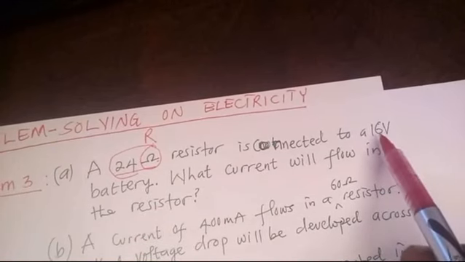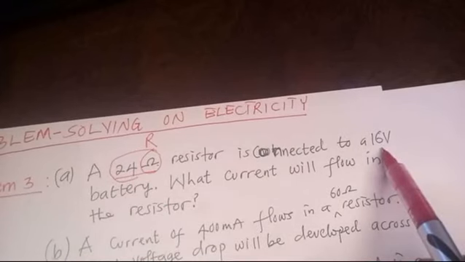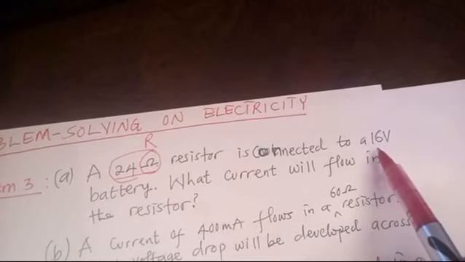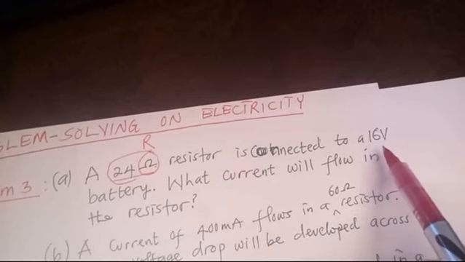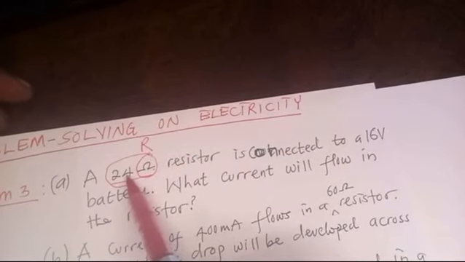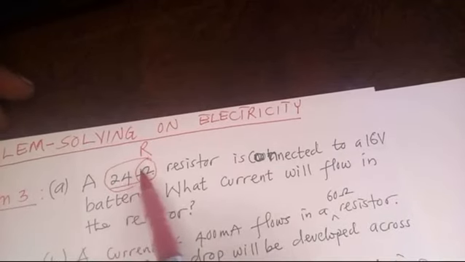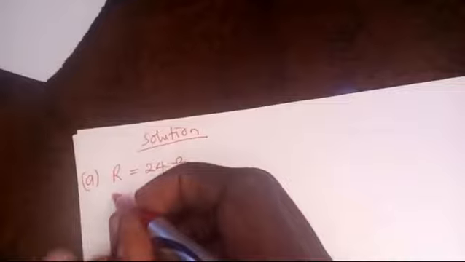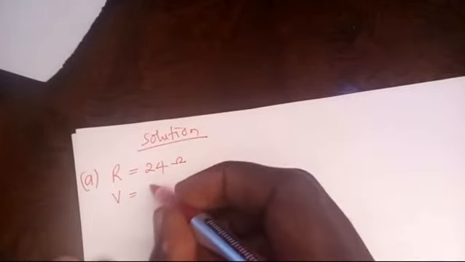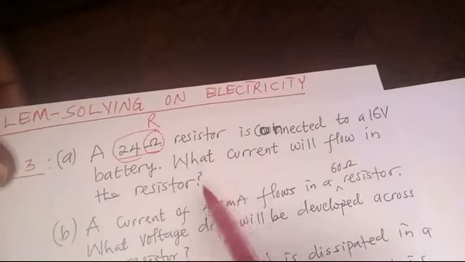Okay, this is the EMF of the battery. If this is the only load connected to the battery, and we assume that the battery has negligible internal resistance, so a small r is 0, it means this is the only resistance in the circuit, and this 16 volt will be the potential drop across the resistor. So we say that our V is equal to 16 volt. Okay, here is the question. What current will flow in the resistor?